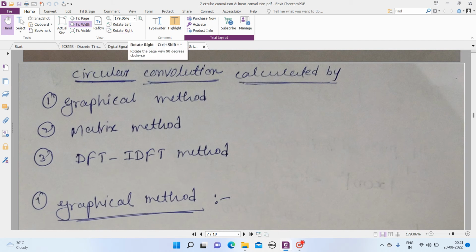In the exam, they may ask a question from linear convolution. The main question is the problem. They may ask it as an 8 mark question, either linear convolution or circular convolution. For 2 mark questions, they will ask the difference between linear convolution and circular convolution. I will discuss that difference in the upcoming videos.